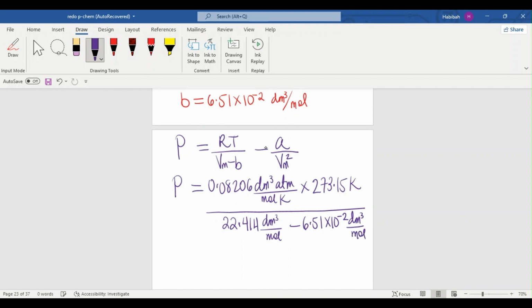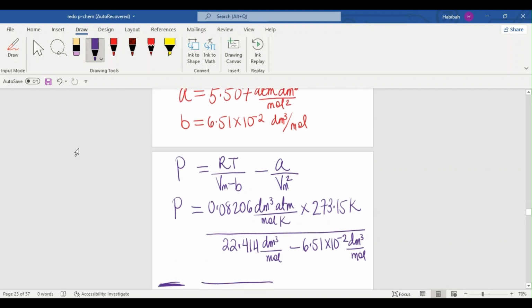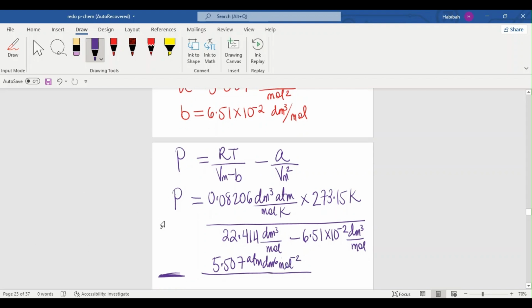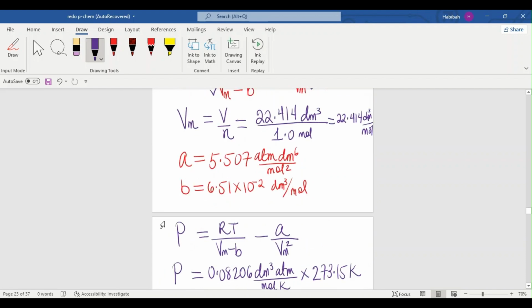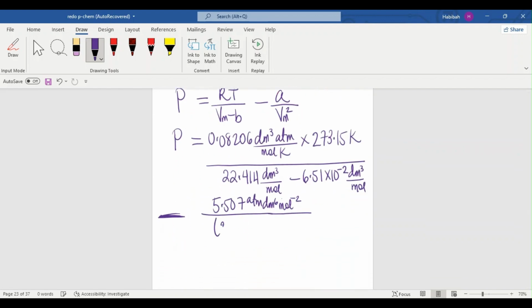Our work, of course, is not done because we have this information here that we haven't substituted. So I'm going to say a big minus here. And then the value for A, we know that to be 5.507 atmosphere dm to the power of 6 per mole squared, or mole to the power of negative 2, divided by Vm squared, the molar volume squared. Molar volume is 22.414 dm cubed per mole, so that will be 22.414 dm cubed per mole all squared.